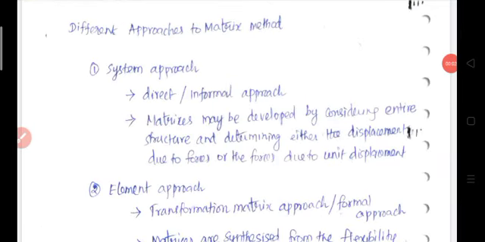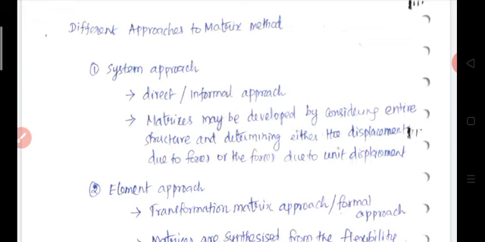Now move on to the different approaches to the matrix method. There are two approaches to the solution of the matrix method: one is the system approach, another one is the element approach. The system approach is also called the direct or informal approach. In this approach, the flexibility and stiffness matrices may be developed by considering the entire structure and determining either displacement due to unit forces or forces due to unit displacement. This method will be used in your structural analysis topic.